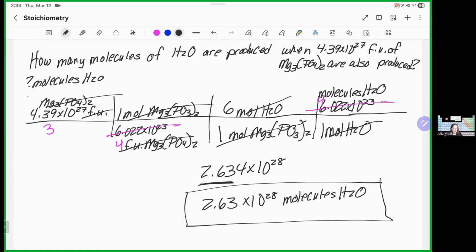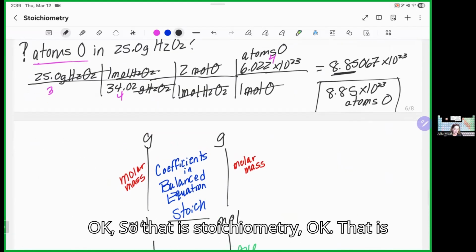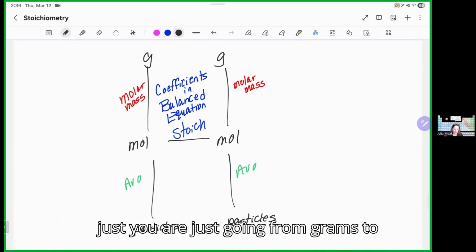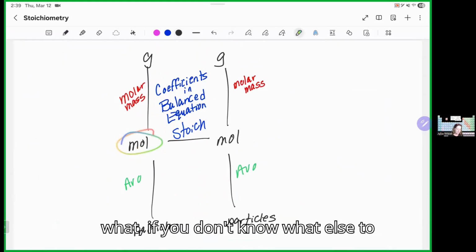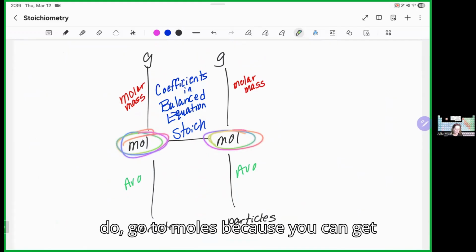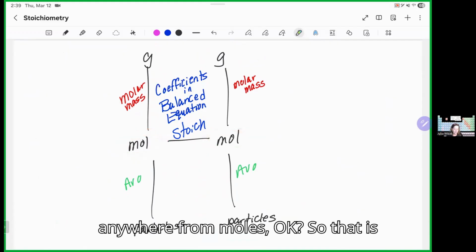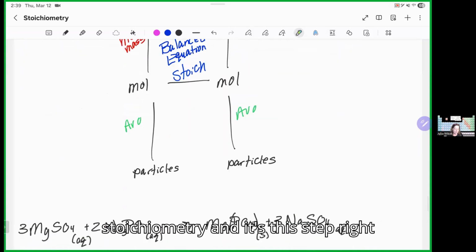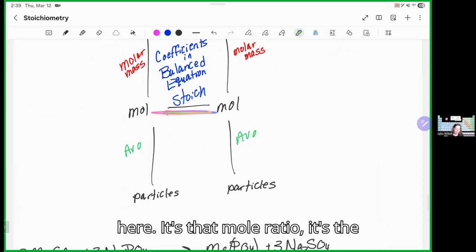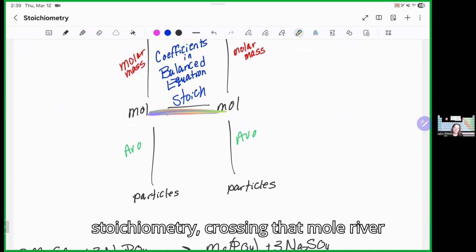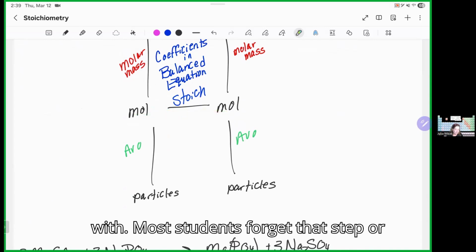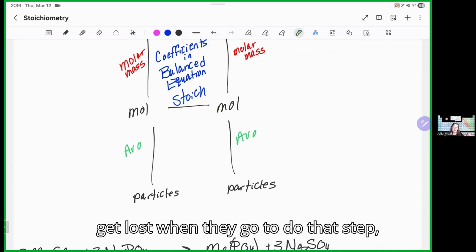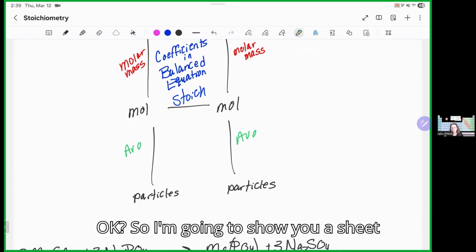Okay, so that is stoichiometry. You are just going from grams to moles to particles. But no matter what, if you don't know what else to do, go to moles because you can get anywhere from moles. Okay, so that is stoichiometry, and it's this step right here. It's that mole ratio, the stoichiometry crossing that mole river, that most students are going to struggle with. Most students forget that step or get lost when they go to do that step.